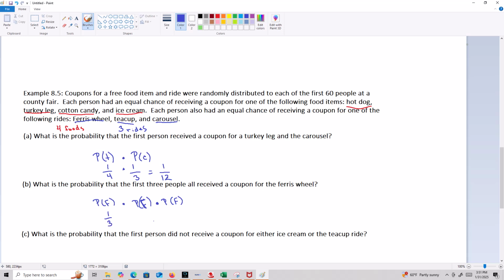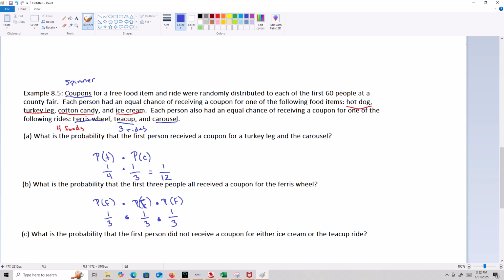Maybe it's a spinner. That's how I'm going to do it. I'm going to modify the story. Instead of it being coupons, it's going to be a spinner. Now it truly is going to be, they get to spin for a free food item, and now they also get to spin for a free ride. So we get 1/3 times 1/3 times 1/3, because spinning it isn't going to affect anything.